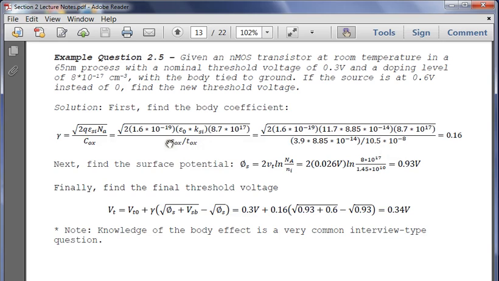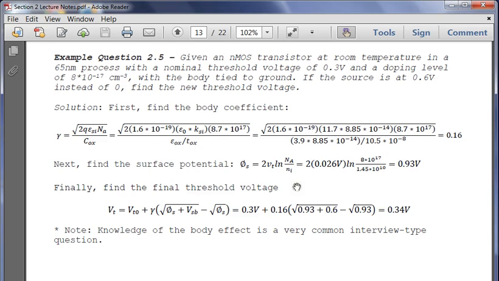So this is where you use the different values. Here you'd use 11.7, here you use 3.9, because we're specifically talking about the difference between the body and the silicon glass, that's keeping it between the gate and the body. So again, 10.5 times 10 to the negative 8, that's the given value for the thickness of the oxide here. And then substituting these values, we get 0.16.